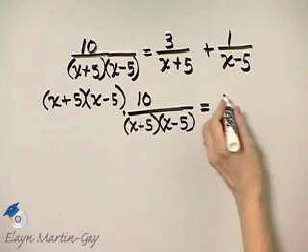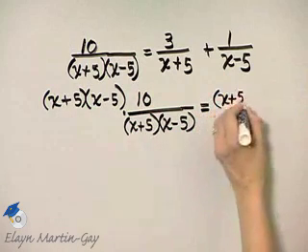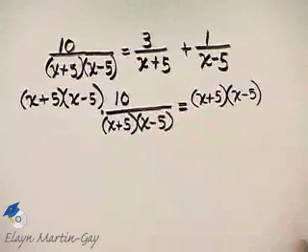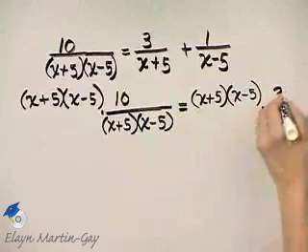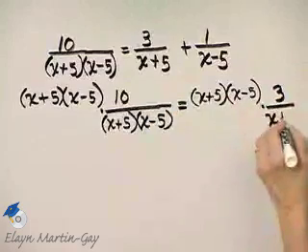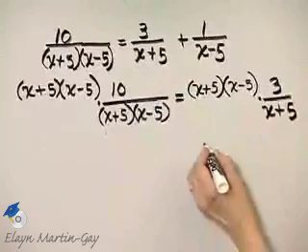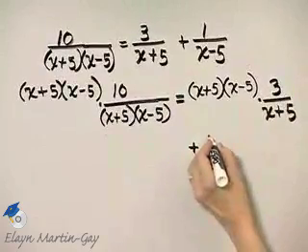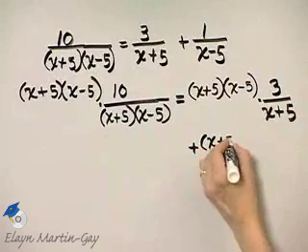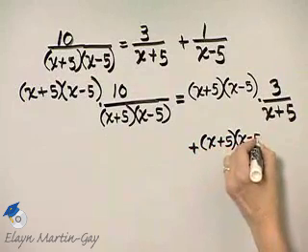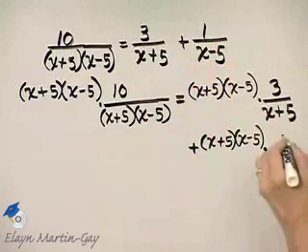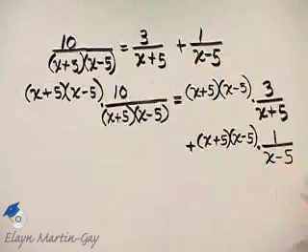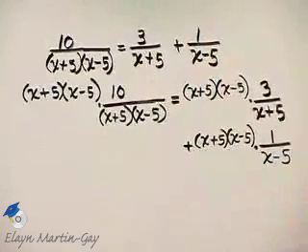Next, same thing, x plus 5 times x minus 5. Now that will be times what? Times this term, 3 over x plus 5. And then we'll continue on so it doesn't get too wide, plus, again, x plus 5 times x minus 5 times the last term, 1 over x minus 5. On your paper, you may want to write it straight across so it doesn't get confusing to you.